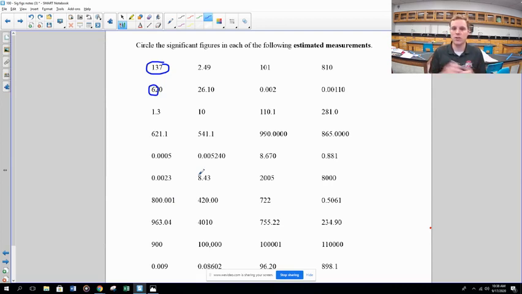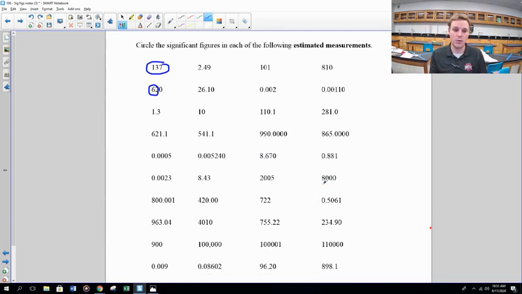So when you have no zeros, you pretty much can just circle the whole thing. But once you start getting zeros, you have to ask yourself what kind of zero it is and is it significant or not. So I'm going to give you guys a nice pause right here, spend some time working on this, and then we'll go over some of the answers in a little bit.